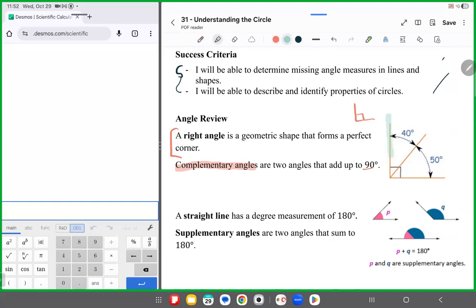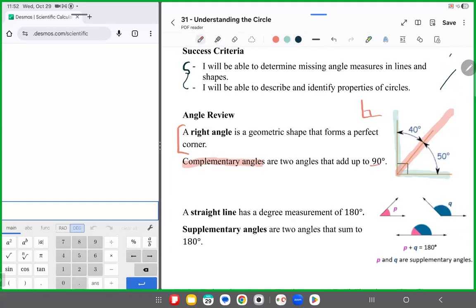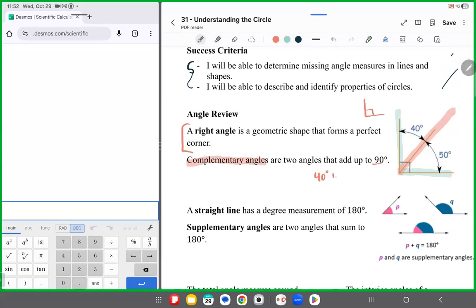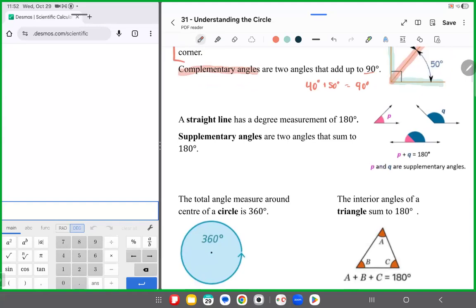I have a right angle, and a line that cuts this right angle into two parts, 40 and 50 degrees. If we take 40 degrees plus 50 degrees, that equals the entire corner, 90 degrees, and that's considered complementary. A straight line has a measure of 180 degrees. Consider just a protractor sitting on a line. Angles are considered supplementary when the two angles sum to 180.